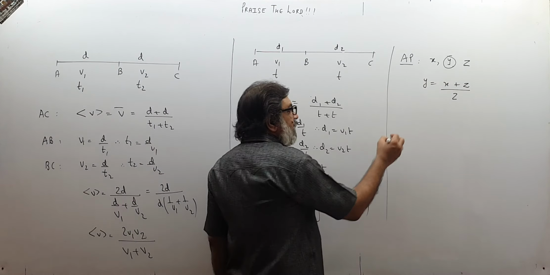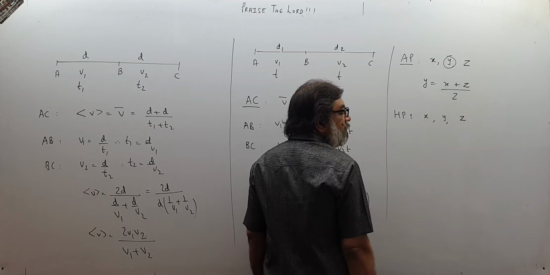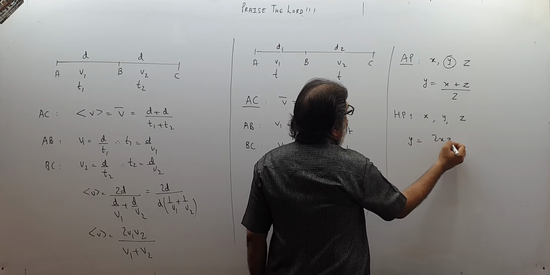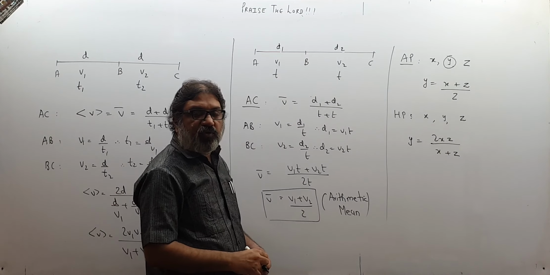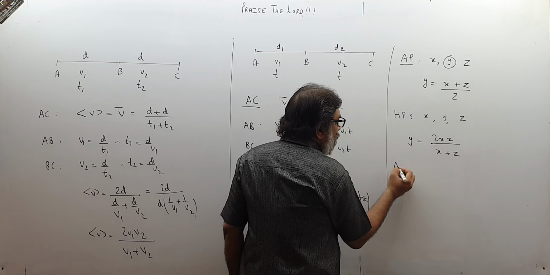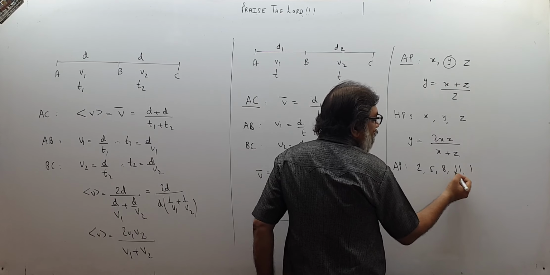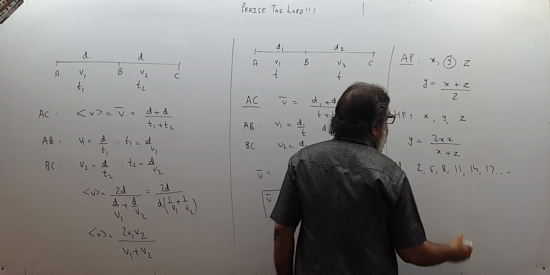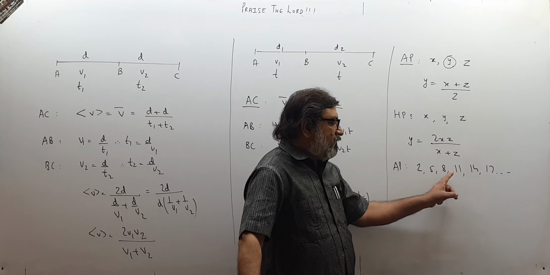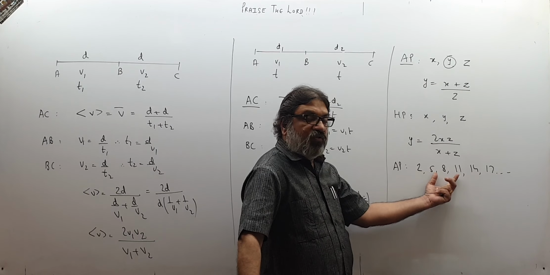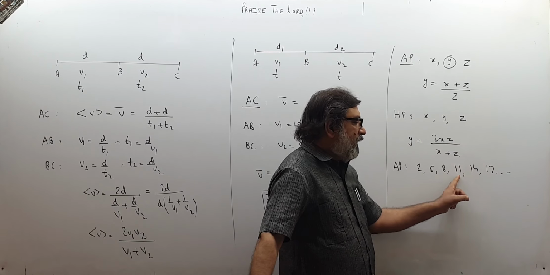But if three terms are in harmonic progression, x, y and z, then y is given by 2xz upon x plus z. This is the formula. How do we get harmonic progression? If you have studied AP, supposing I have got 2, 5, 8, 11, difference of 3, 14, 17. This forms an arithmetic progression. And if you select any three numbers x, y, z, you can see this number is average of these two. 8 will be 5 plus 11 upon 2. 11 will be 8 plus 14 upon 2. 14 will be 11 plus 17 upon 2.